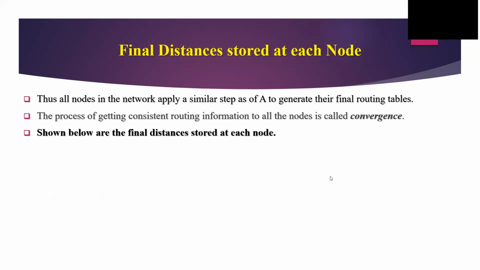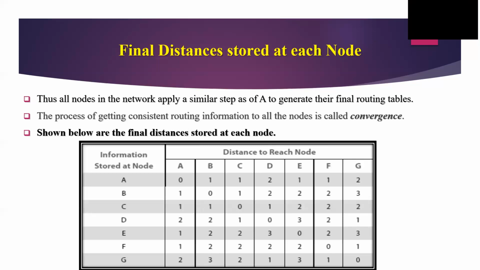So the final distance stored at each node, this is the way to generate it. This is the way to update all the values. Wherever the infinity is, instead of infinity, you have to update the new value. So this is the final distance stored at each node. Wherever the infinity is, that new value will be updated.